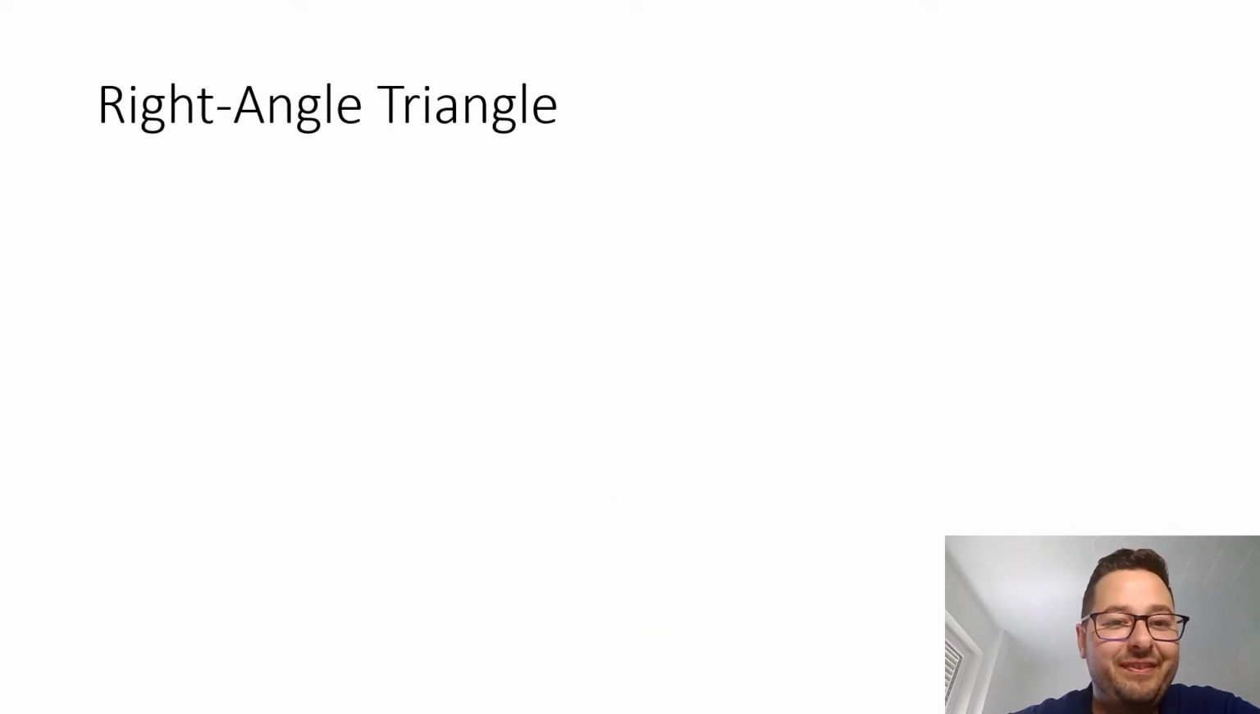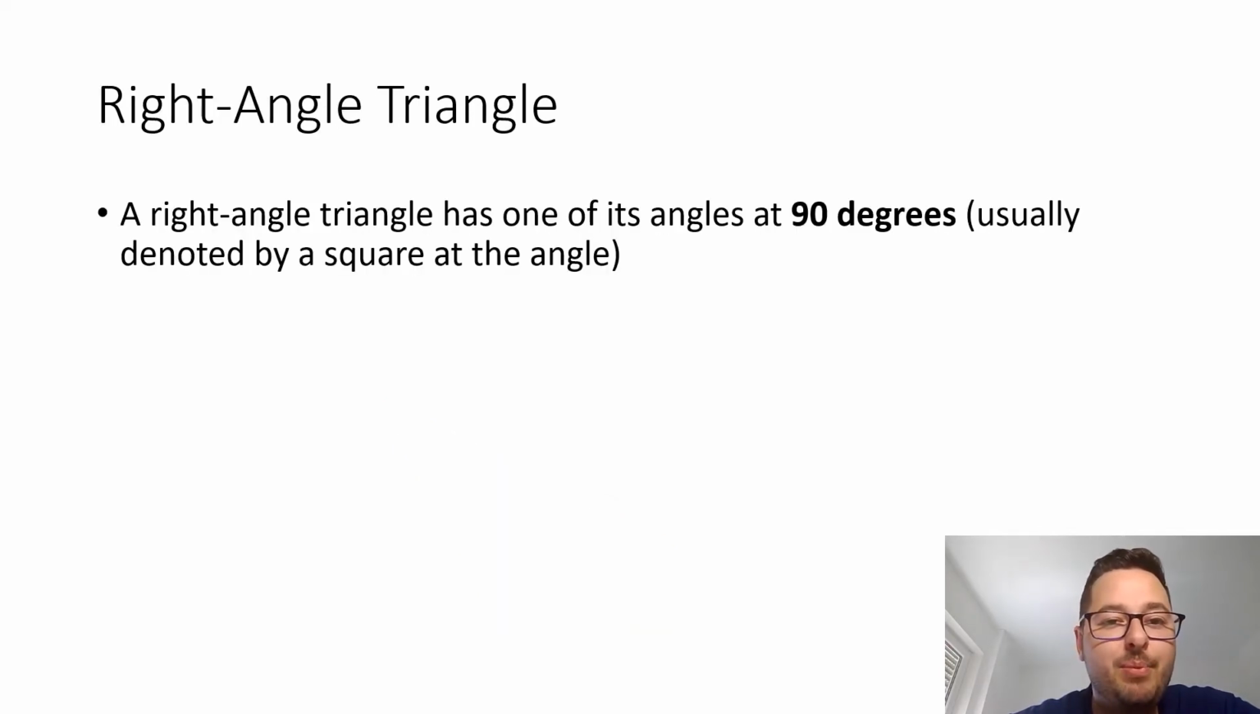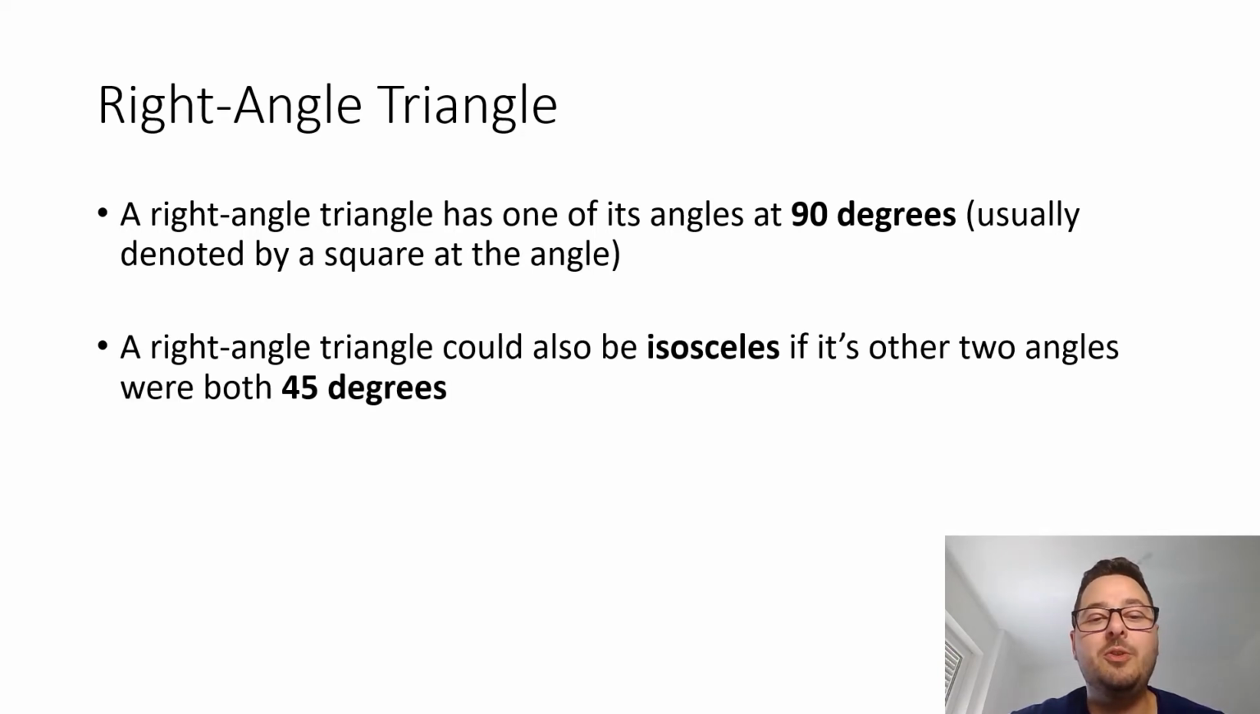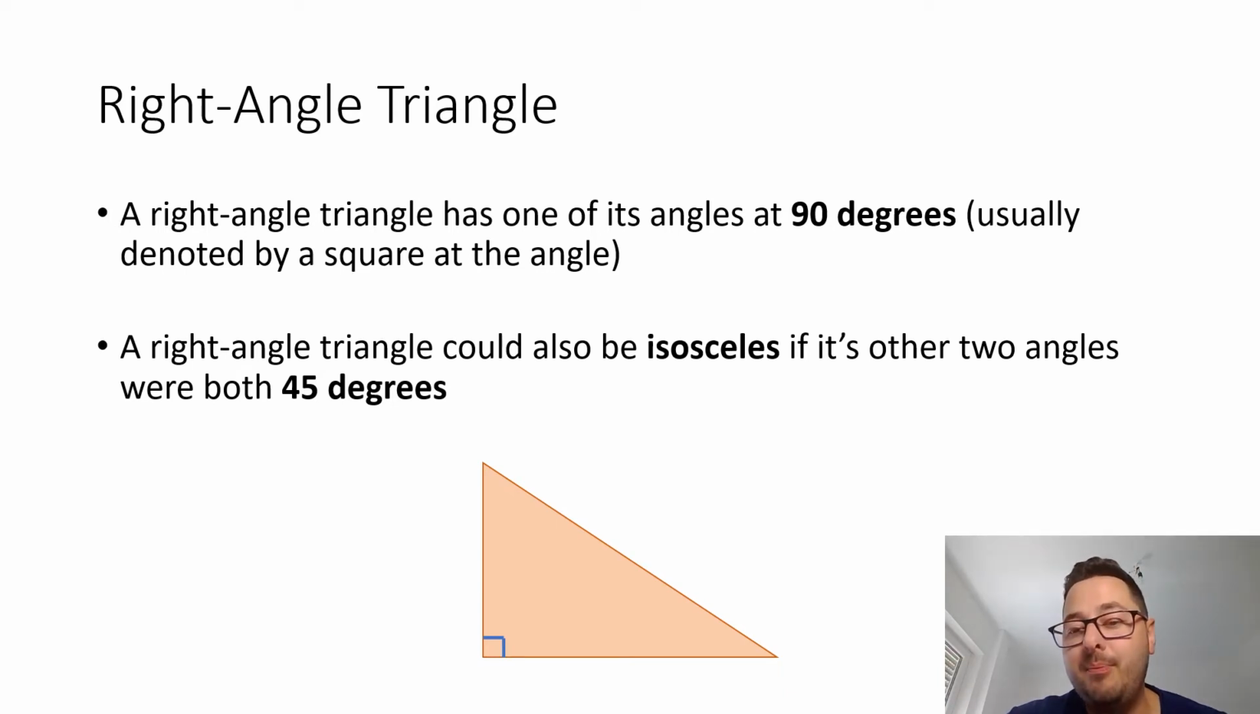Alright. And then finally, we've got a right angle triangle, and this is simply a triangle where one of the angles is at 90 degrees, and you can normally tell by a little square denoting the angle. Now, just because it's a right angle doesn't mean it can't be isosceles as well. If the other 2 angles are 45, then they match, don't they? So a right angle triangle could be isosceles as well.